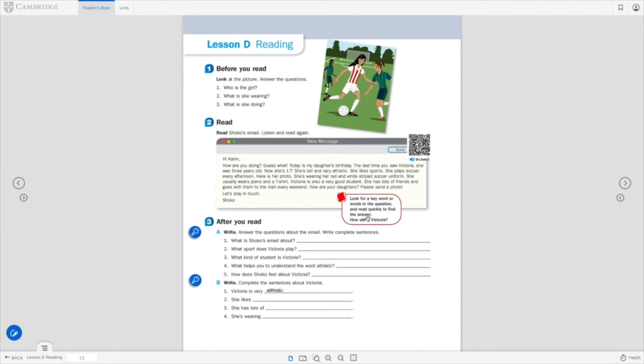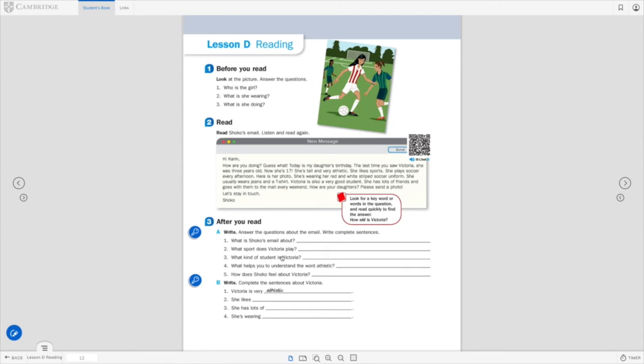Other key words that we can take from the questions are words like sport or play. Let's say we take the word play. We can look very quickly and we can skim along and we can see here, here's our keyword play. She plays soccer. What sport does Victoria play? Here's sport, here's play. She plays soccer. So we know that Victoria plays soccer.